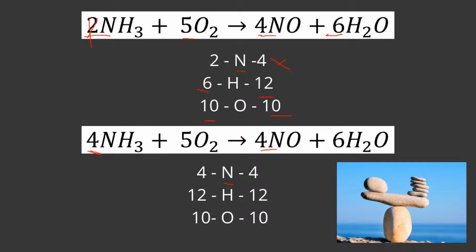Hydrogens, it's now 4 times 3, and you know that that is 12, right? So they are now balanced. And then on this side, it's again 6 times 2, which is 12, and the number of oxygens is 5 times 2, it's 10. It's 4 plus 6, this 4 plus 6 is 10. So now your equation is actually balanced. I hope that is clear.